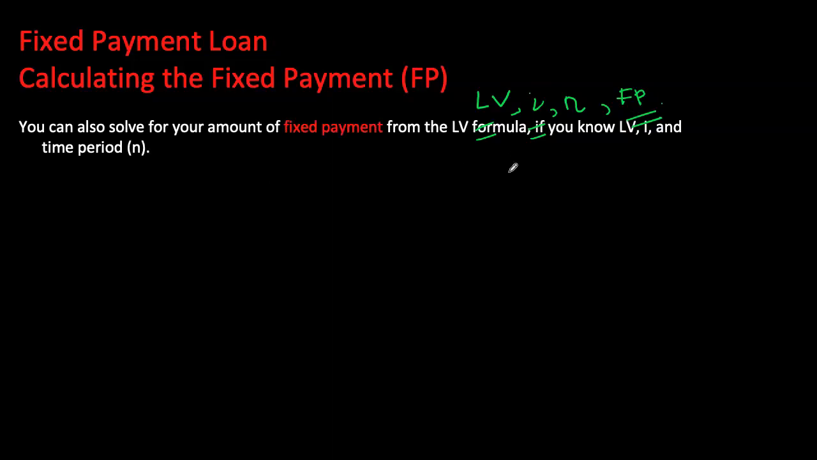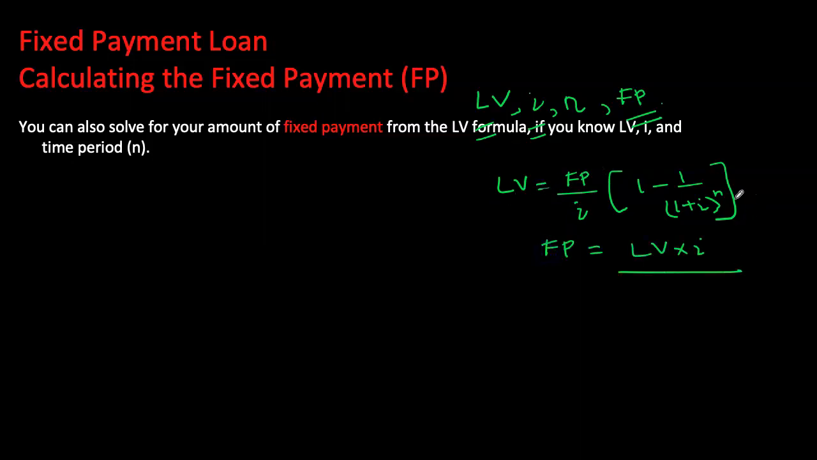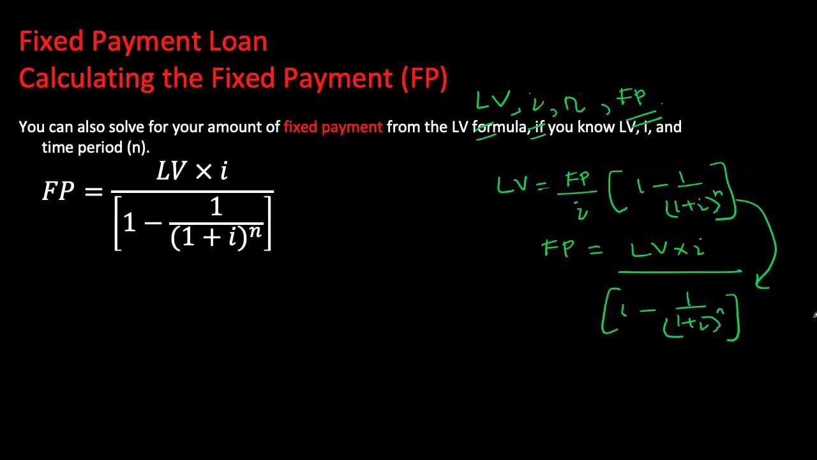We can isolate our fixed payment. So let me write our original formula over here. Loan value equals the present value of all of these fixed payments. If I isolate fixed payment, which is quite easy to do over here, I can take I over here, which becomes my new numerator, and this whole thing becomes my denominator. And there you have it, your formula for fixed payment loan.